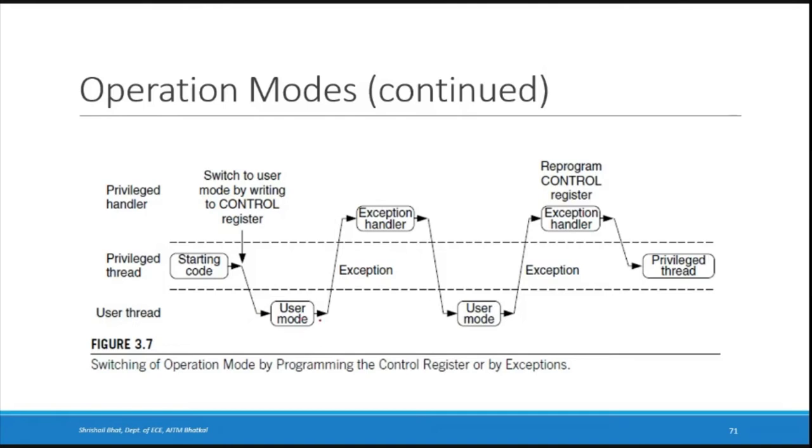Now once it is in user thread, if some exception happens, it will go to the exception handler, and that will be in privileged handler mode. Upon exit of that exception, it will return to wherever it was. I mean, it was in user mode, so it will go back to user thread itself. Now if it wants to change the operation mode to privileged thread, it cannot do so directly. It cannot go directly from user thread to privileged thread.